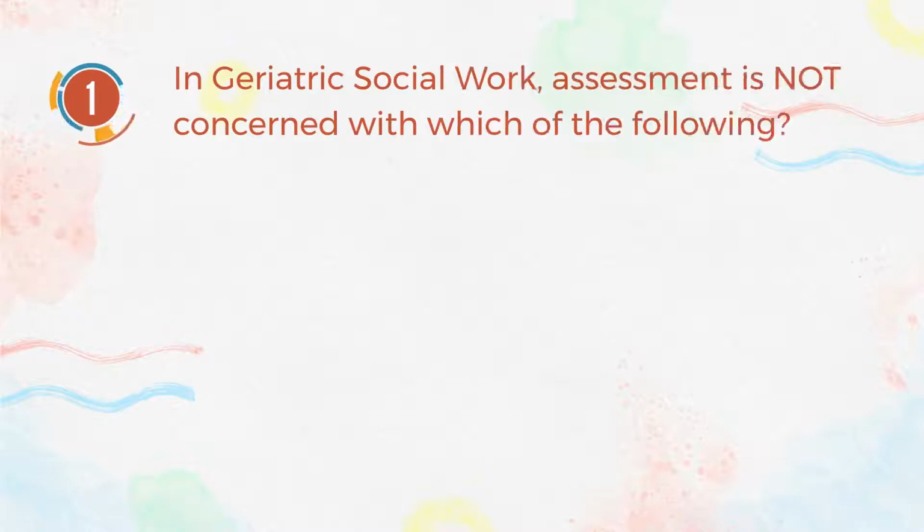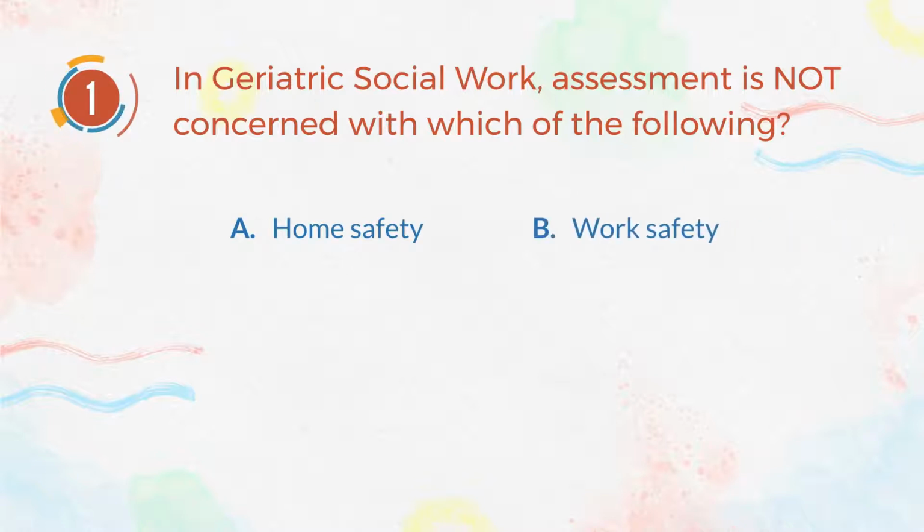Number 1. In geriatric social work, assessment is not concerned with which of the following? A. Home safety. B. Work safety. C. ADLs. D. IADLs. The correct answer is B.